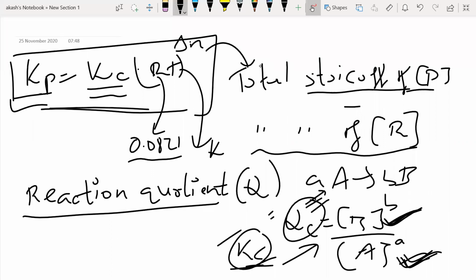But for QC, if you substitute the concentrations at equilibrium, then what will happen? Obviously, QC and KC are going to become equal, right? Because KC is also equilibrium concentration. For QC also, you have substituted only the equilibrium concentration. So QC and KC will become equal. Okay, right? So now why did we start all this?